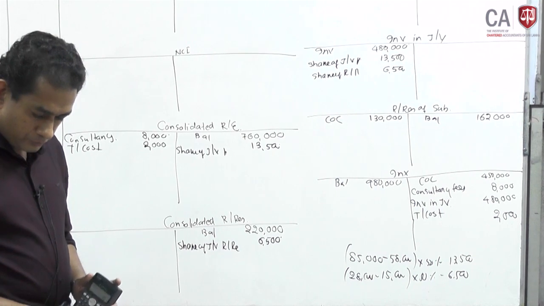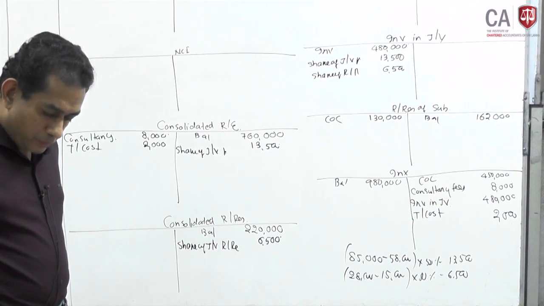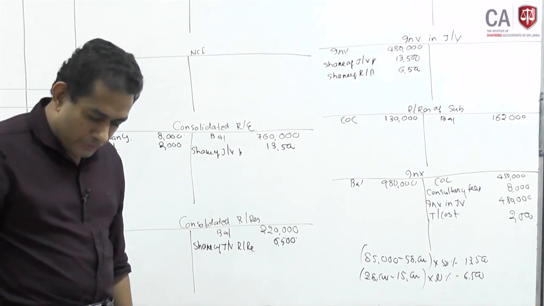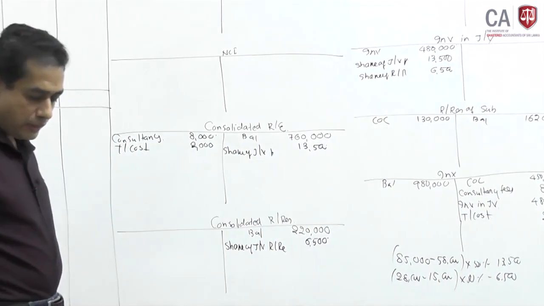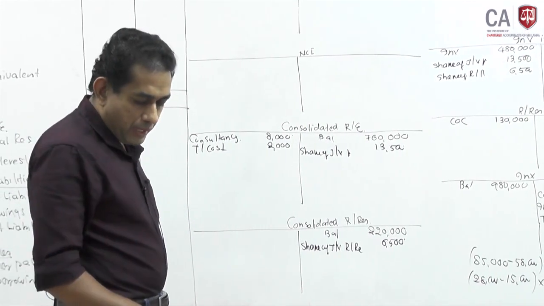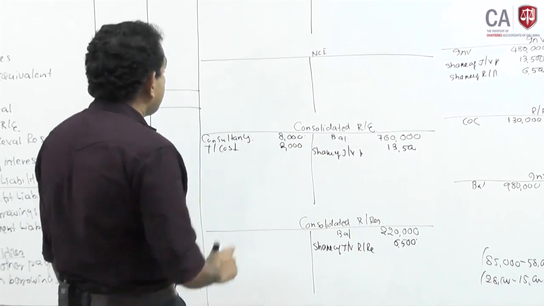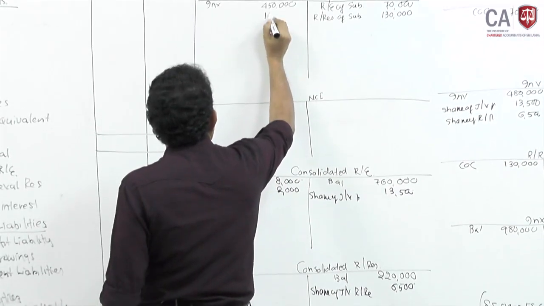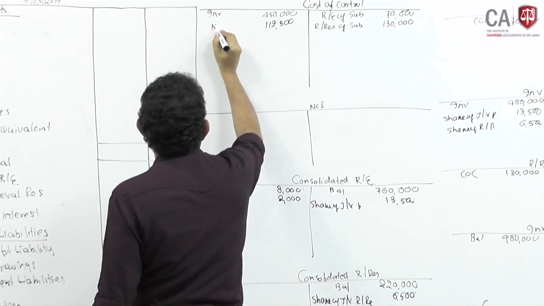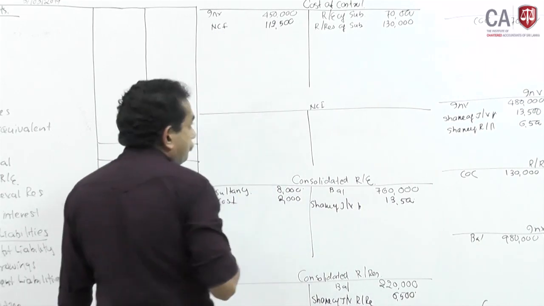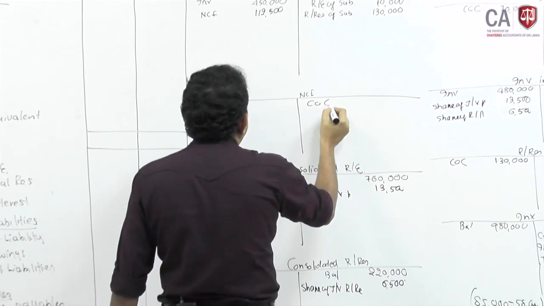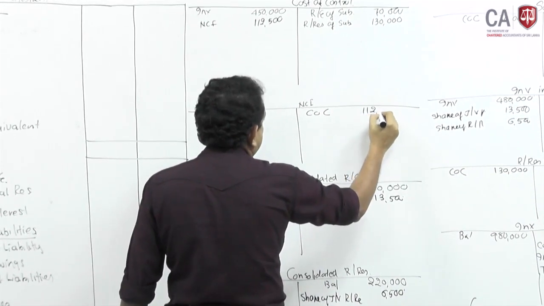Number 4, group accounting policies to value non-controlling interest at fair value at the date of acquisitions and goodwill should be calculated accordingly. On 1st April 18, the non-controlling interest in Won was fair valued at 112,500,000. 112,500,000 NCI, this is the fair value. So, we are calculating the full goodwill, debit cost of control and credit to NCI by 112,500.